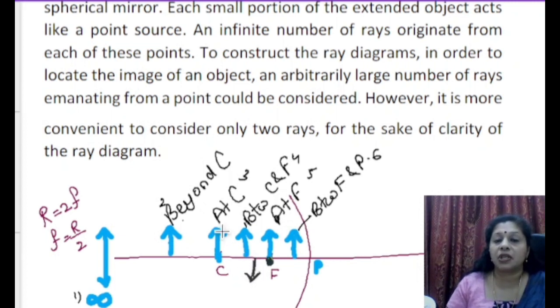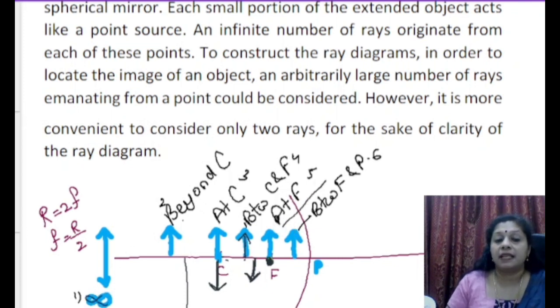What is the next position? At C. At C means the object also will be at C. Same size, real and inverted. Then next, the object is between C and F. So my image will be beyond C. Enlarged image.